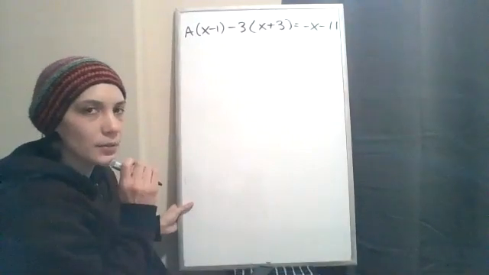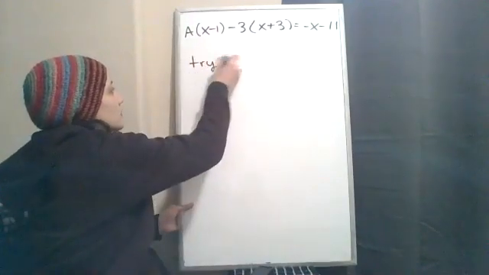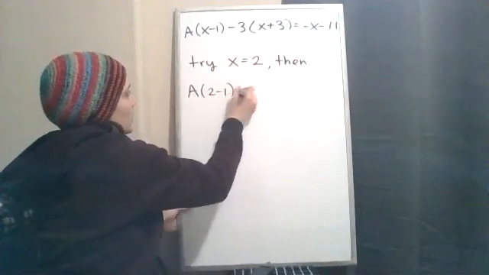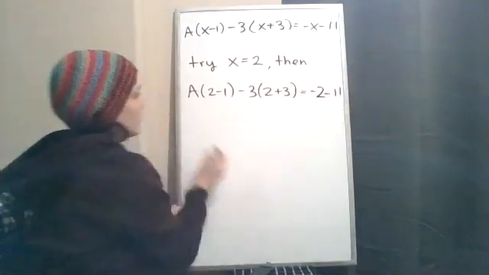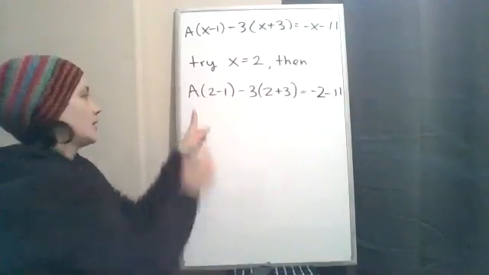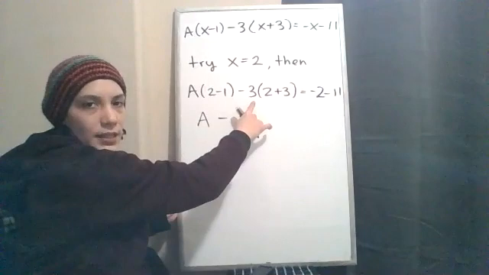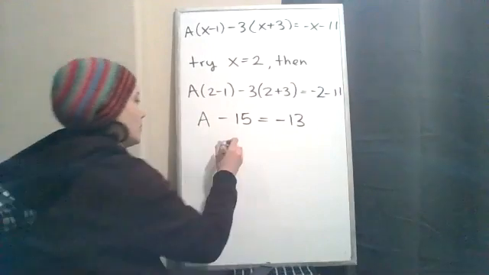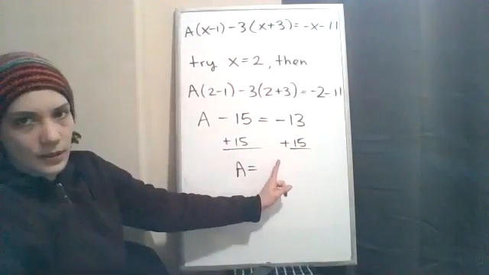All right, let's try x equal to 2. I have a times 2 minus 1, minus 3 times 2 plus 3, equal to negative 2 minus 11. 2 minus 1 is 1, so a minus 5 was multiplied by negative 3, and a negative 13 on that side. Okay, a is equal to 2.